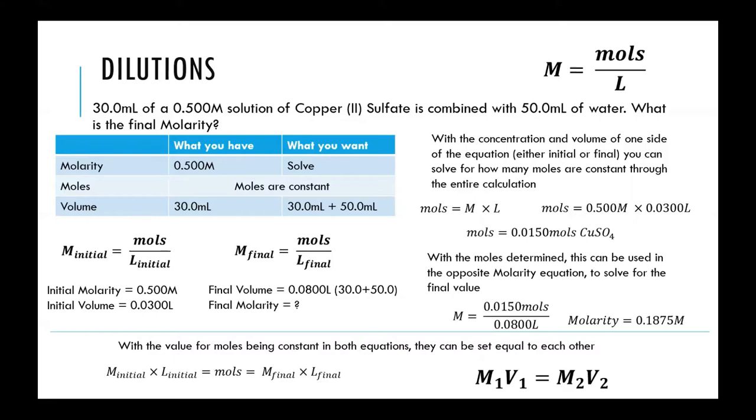So in this example, a 30 milliliter, 0.5 molar solution of copper sulfate is combined with 50 milliliters of water. What would the final molarity be? You're taking a solution and you're spreading it out over a larger volume. So there are two sides when you perform a dilution. You have initial and you have final. And both of them have the molarity, the moles, and the volume. The moles are constant throughout it. You didn't add any more material. You didn't subtract any more material. You just added more volume.